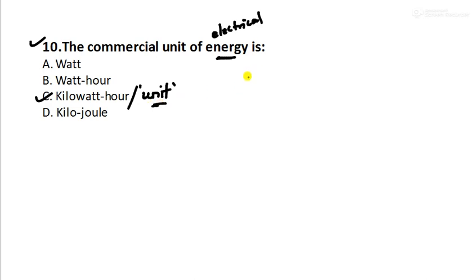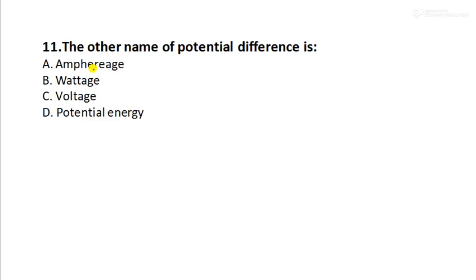You might have seen in your electricity bill, 1 unit, 2 units, something like that. That means 1 kilowatt hour, the energy used for 1 hour. Next, moving to question number 11. What have they given? The other name of potential difference is dash. I said this in the beginning itself. Potential difference is also called what? Voltage. Option C is the right answer.